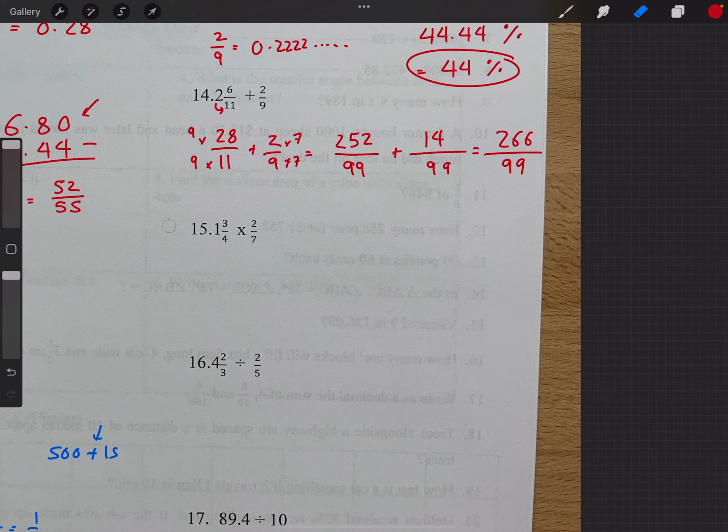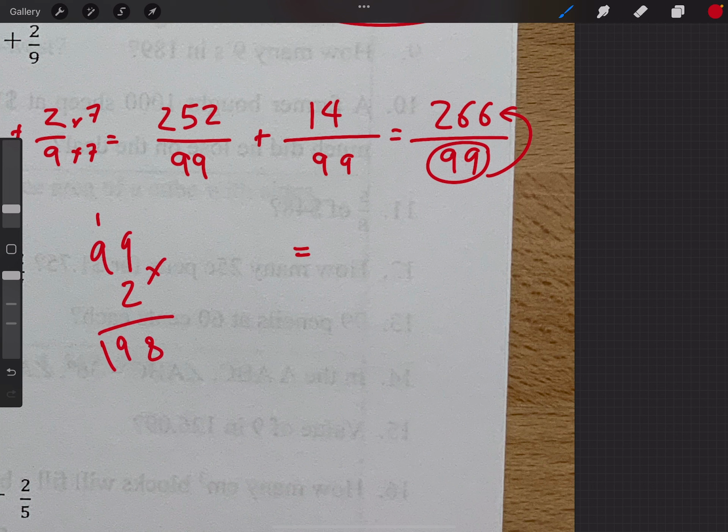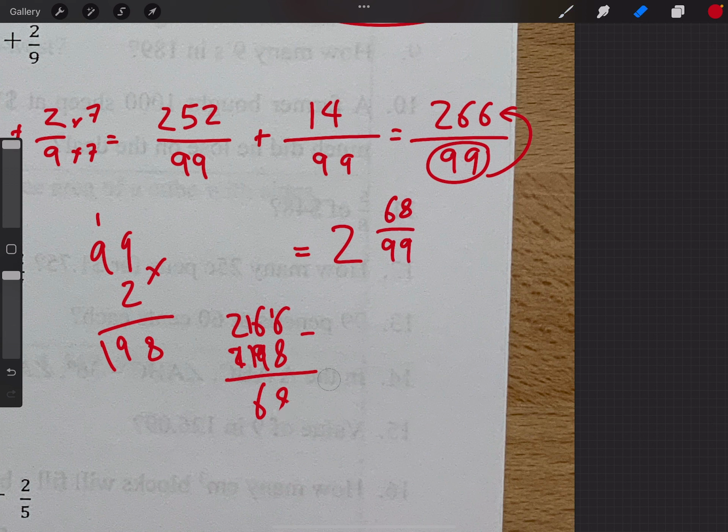Now let's try and change that back into a mixed numeral. So 99, I would say maybe 2. So how many 99s go into that? There'll be 2, and what's the remainder? 2 times 99 is 198. 266 minus 198. This will be 8, this will be 10, this will be a 6. This will be 68. So that'll be 2 and 68 over 99. And there's your answer there.